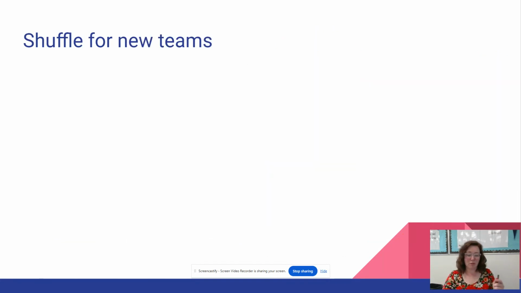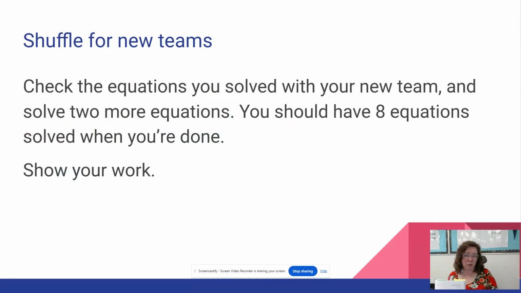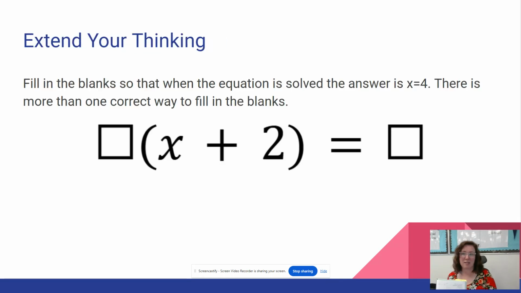Then we did some shuffling of teams, and with your new team, in your notebook, you did page 30 of your notebook. You didn't have to do all of them. It was a whole lot of equations, but it was solving multi-step equations. If you want to see the answers, just look up on Canvas, the notebook on Canvas. Then you shuffled for some new teams and solved 2 more of these. So you only had to do 6 before, and now with your new teams, you're doing 2 more, so you have a total of 8 done. And then go back to your assigned seats and check those with your regular assigned team. And that's what we did in the notebook.